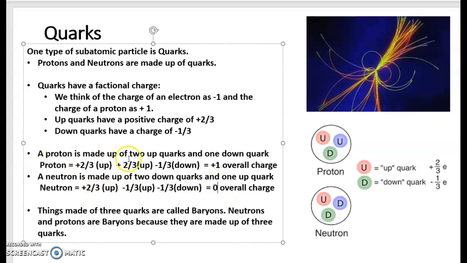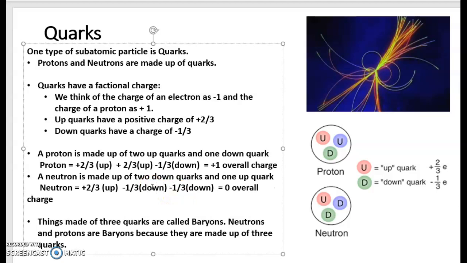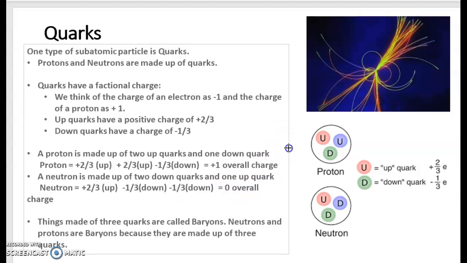Okay, so a proton is made up of an up, up, and down, which adds up to +1, and a neutron is made up of an up, down, and a down. Oops, it should be down over here, sorry. Which gives it an overall charge of 0.